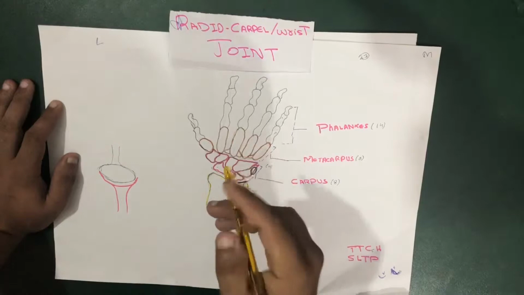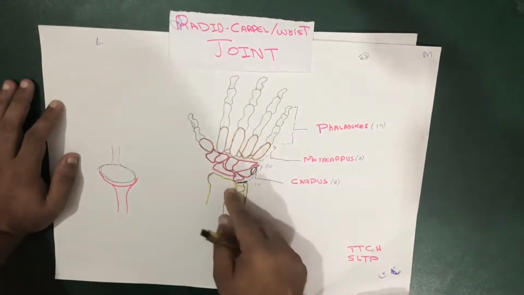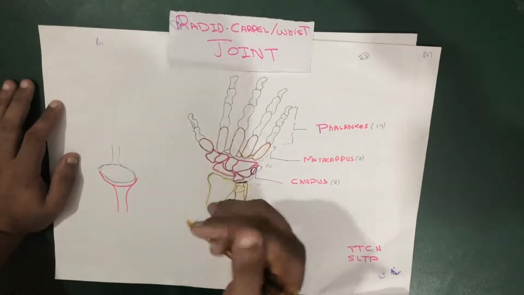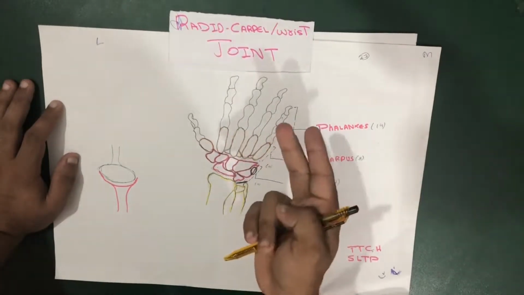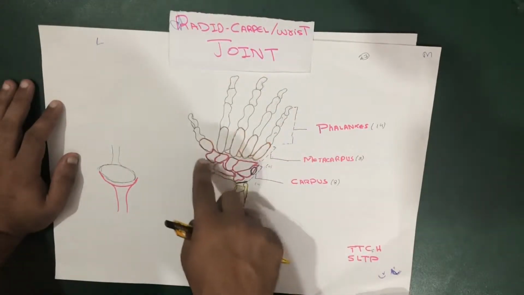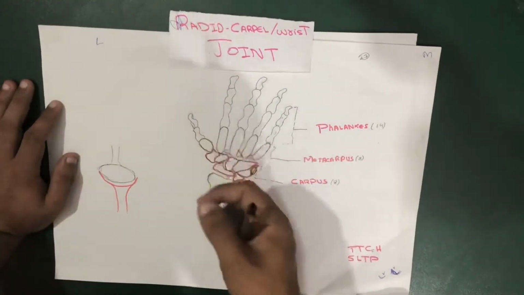So we can say, between the distal end of the radius and the articular disc above, and below we have got the scaphoid, which we have already talked about. We have got scaphoid, lunate, and triquetral bones. So it is formed between the radius and three bones below. So this is all about the basics of the wrist joint.